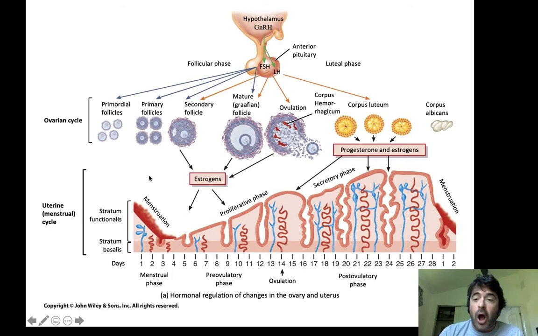So there's a dramatic drop in progesterone and estrogen. When progesterone and estrogen levels are very low, right? That's what triggers the start of the ovarian cycle. So progesterone and estrogen levels drop really, really low. You have a decrease in estrogen and progesterone. That signals the hypothalamus to produce gonadotropin-releasing hormone.